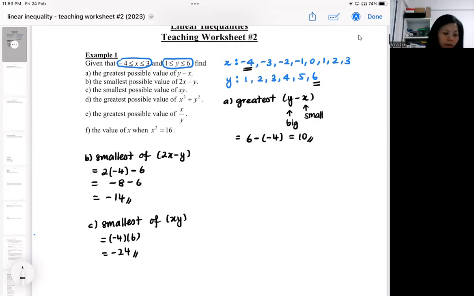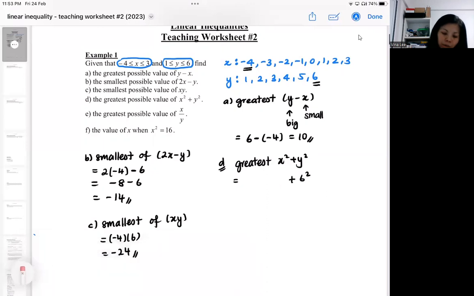Okay, then let's go to part D. D, I would like the greatest. The greatest x squared plus y squared. Okay, so a lot of people, when they want the greatest x squared plus y squared, most people will choose a 6 square. That will be correct. But some people will choose a 3 square for x. So that is actually wrong.